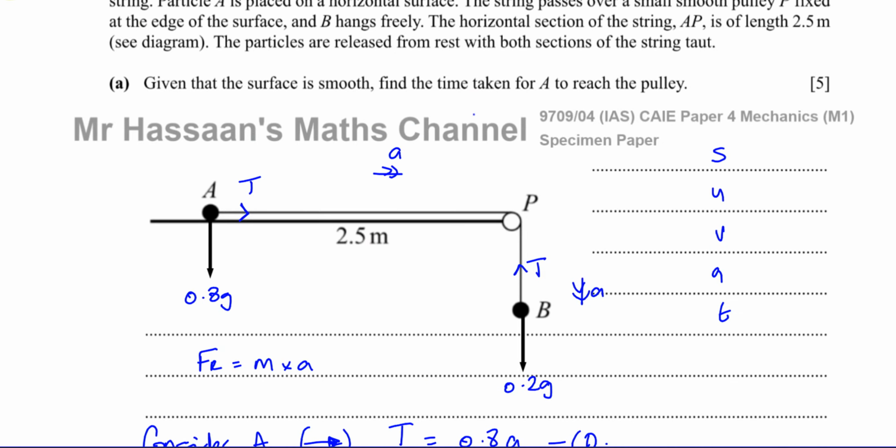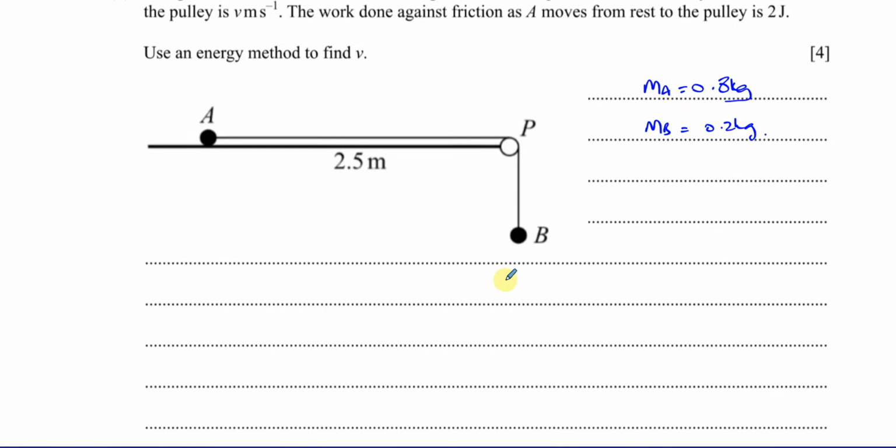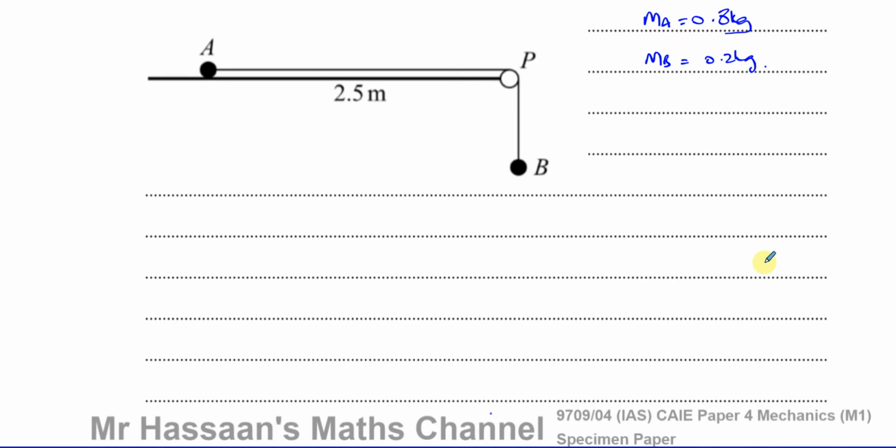Now for part B, it says it is given instead that the surface is rough and that the speed of A immediately before it reaches the pulley is V meters per second. The work done against friction as A moves from rest to the pulley is 2 joules. Use an energy method to find V. Okay, now we're going to use an energy method, so we're going to consider the total kinetic and potential energy of these particles as they're moving across.